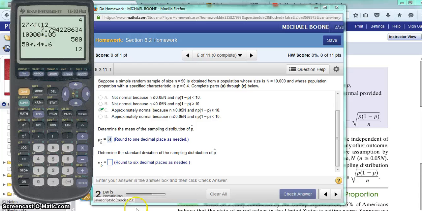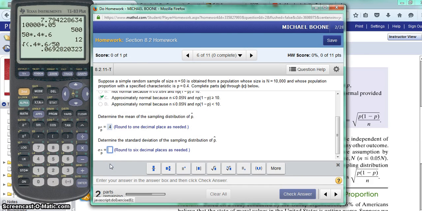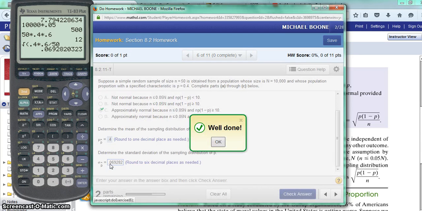So if we go to calculate that, we're going to be taking the square root of p times 1 minus p, all of that divided by our sample size, which is 50. So this is our standard deviation of our p hat. This 0.069 seems really small, but again, that's about 7%, because we're looking at a proportion of 40%. We'll go to 6 decimal places: 0.069282. Again, that's just using this formula over here.